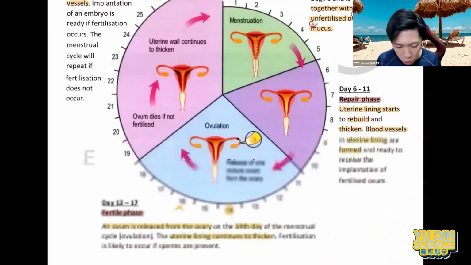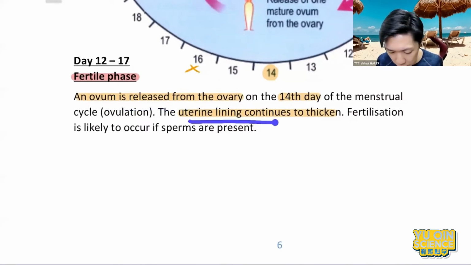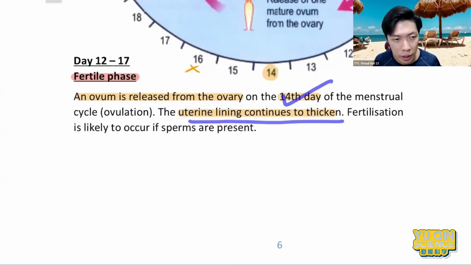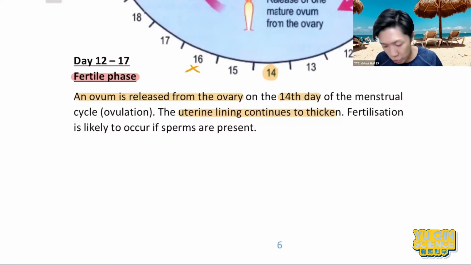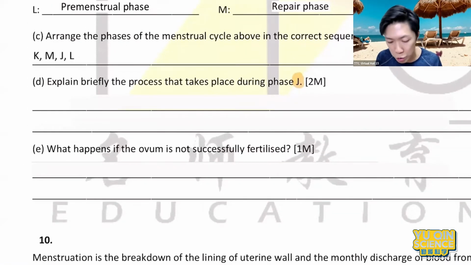So what happened? Oh, ovum is released. Ding! 1 mark. 2nd mark: the uterine lining continues to thicken. Ding! 3rd mark, extra. If you want to choose this also can. If sperm is present, fertilization can occur. That means if sperm swims in and finds the ovum at this phase, then there will be a baby. Fertilization. Okay? So, up to you. There are actually 3 points for you to choose.